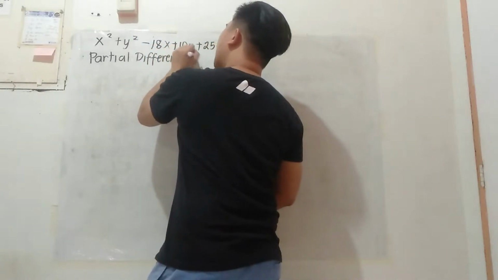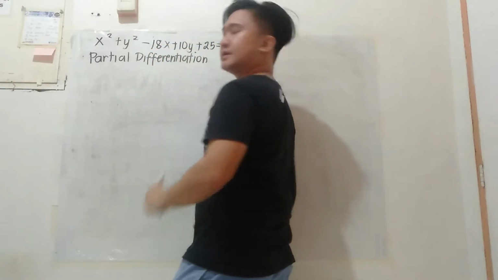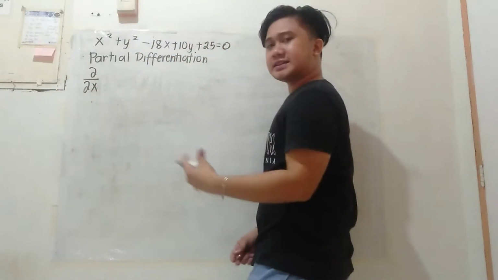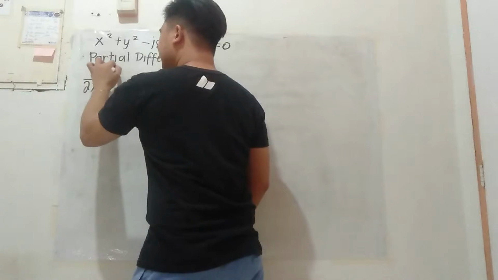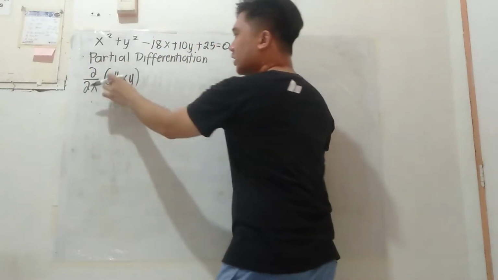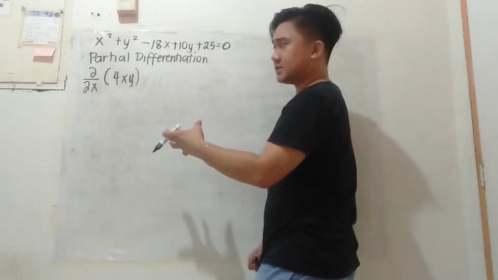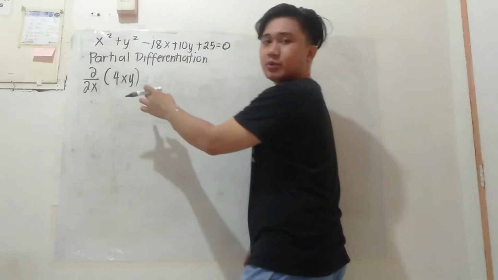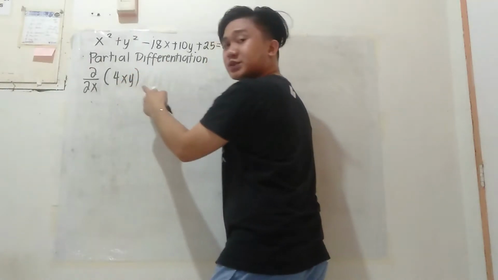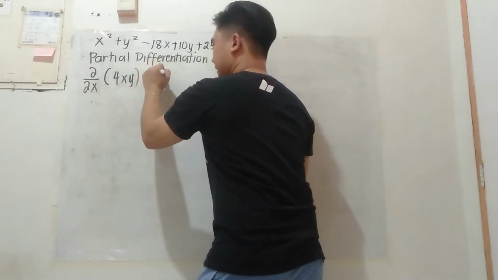Paano po ba ginagawa ang partial differentiation? So, ang partial differentiation, ganyan po ang itsura. So, for example, partial differentiation ng 4xy, okay? Si 4y, ititreat mo as constant, at si x, yun lang yung variable mo. So, anong derivative ng x? 1. So, 1 times 4y is equal to 4y.